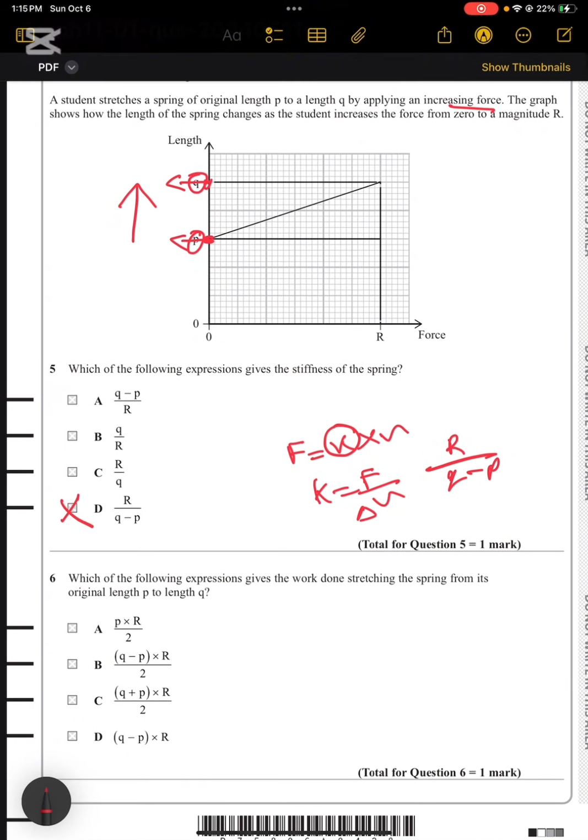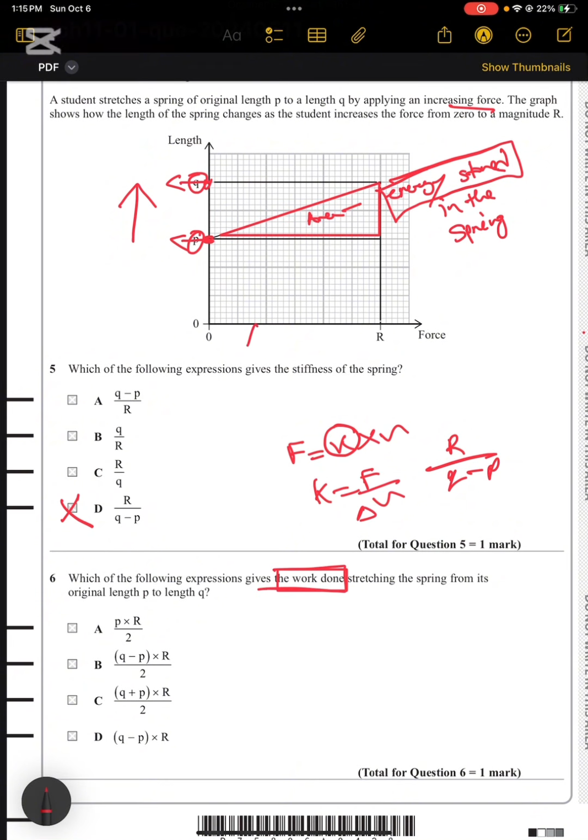Moving forward to the next question, they have said which of the following expressions gives the work done in stretching the spring from its original length P to Q. So they have talked about the work done. We all know the area under the F-X graph gives us the energy stored in the spring. So this energy stored is our work done.